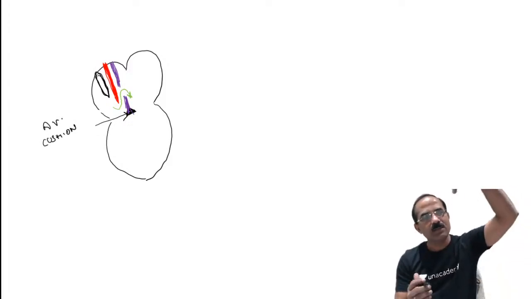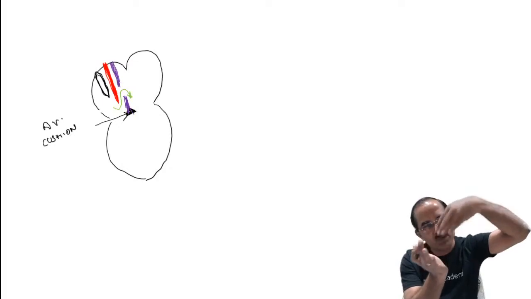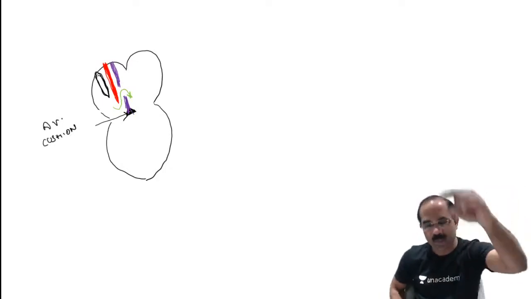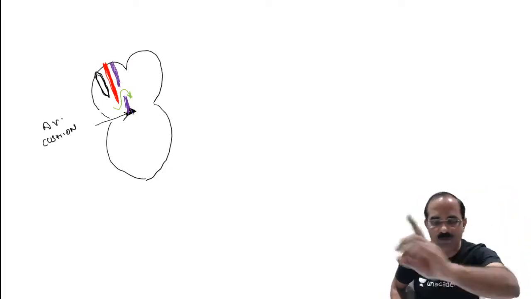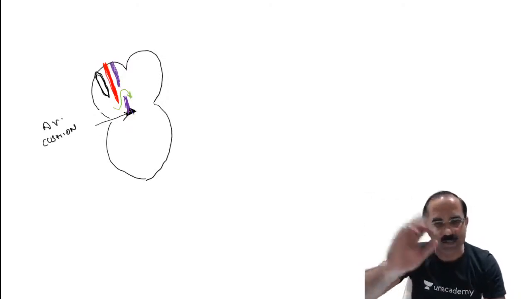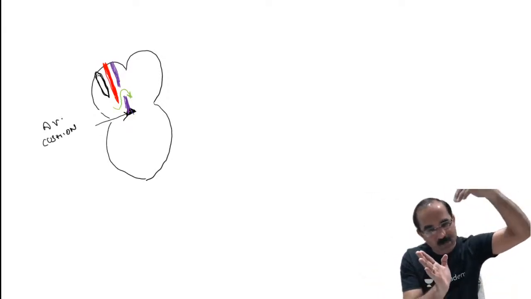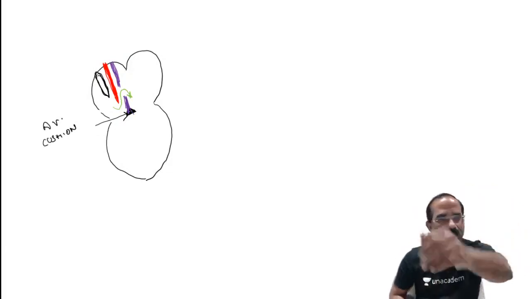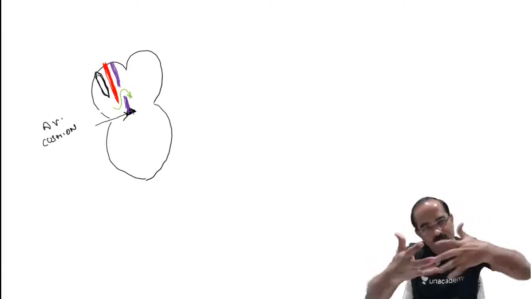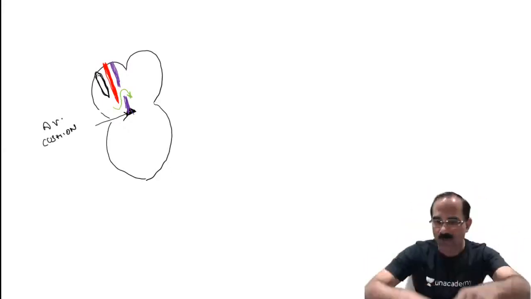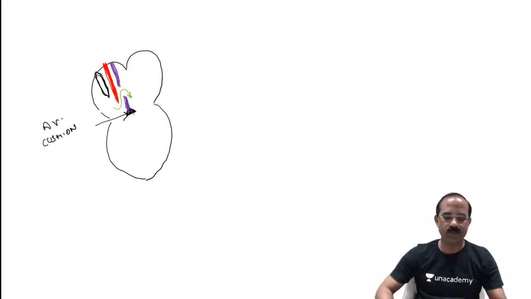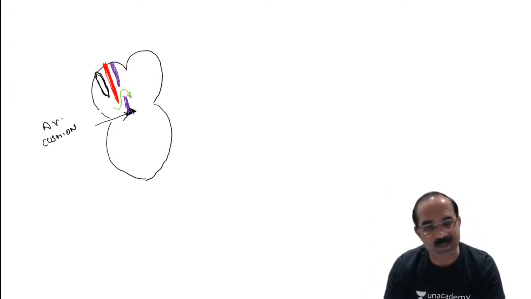So now you tell me, if the AV cushion itself is not there, the septum primum cannot come and fuse with anything. So there's going to be a septum primum defect. There's going to be a defect in the interatrial septum. You're understanding? Because the septum primum comes and fuses with the AV cushion, and then it breaks off in between. If the AV cushion is not there, there's going to be a septum primum defect. That's a defect of the interatrial septum.